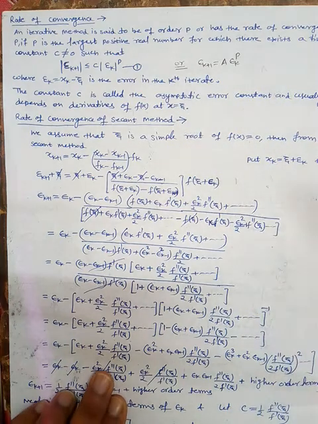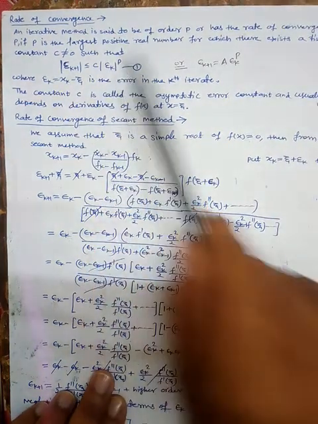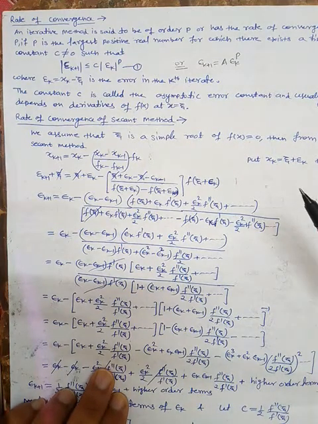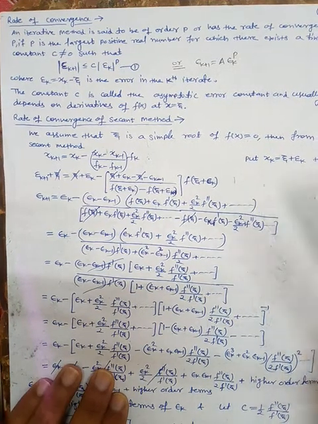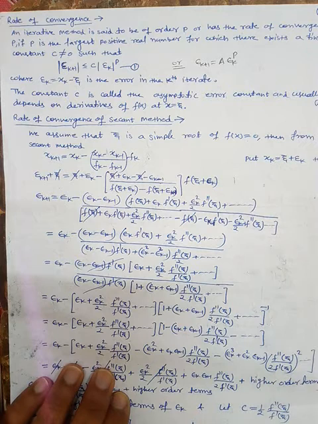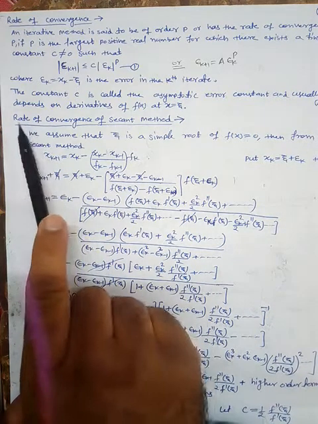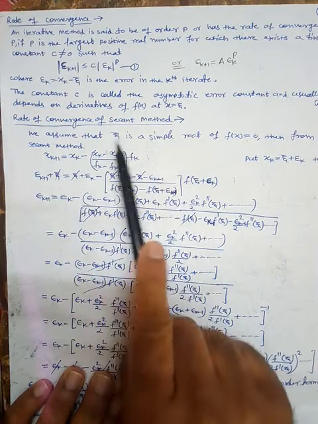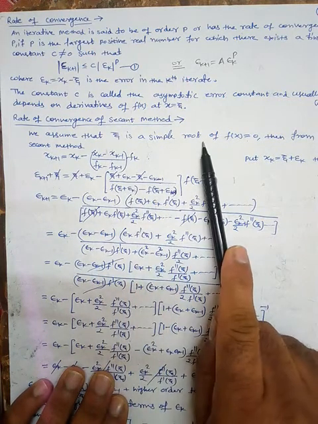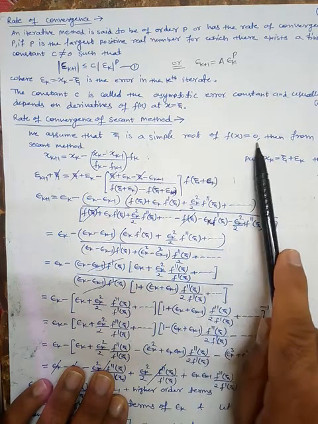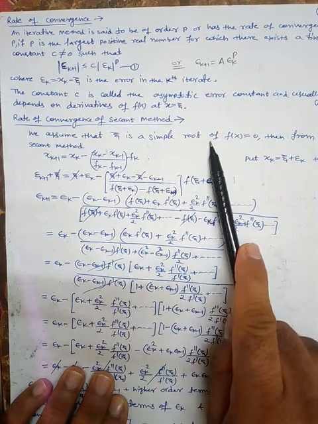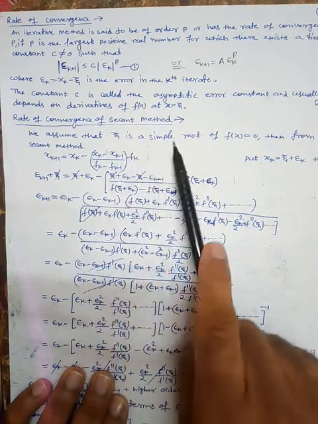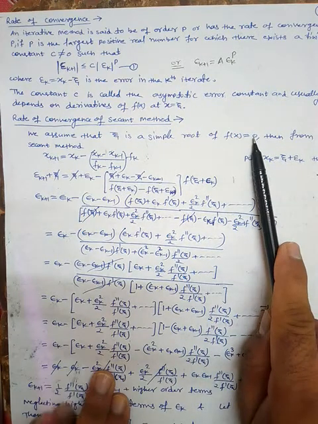Okay. So now, rather than using the standard definition, we will use this definition to find out the rate of convergence of the methods. The first method is the rate of convergence of the secant method. So we assume that xi is a simple root of f of x equal to 0. Simple means a single root, no multiplicity.